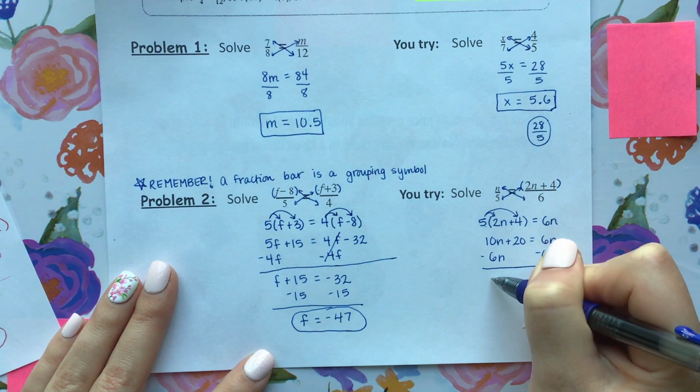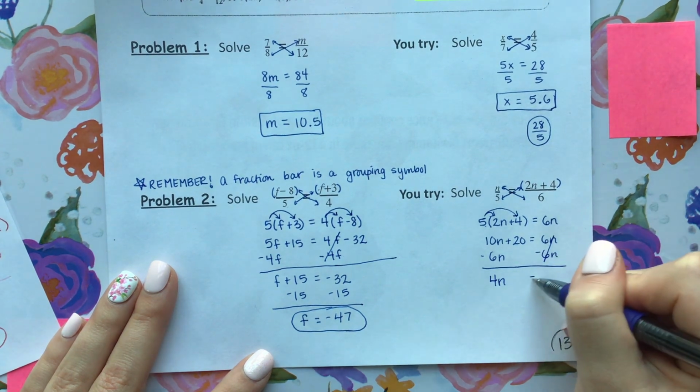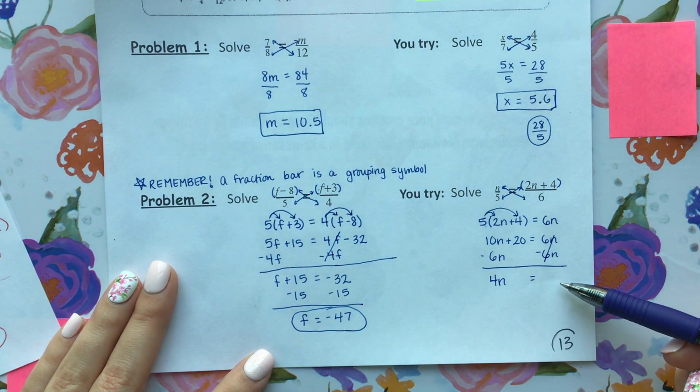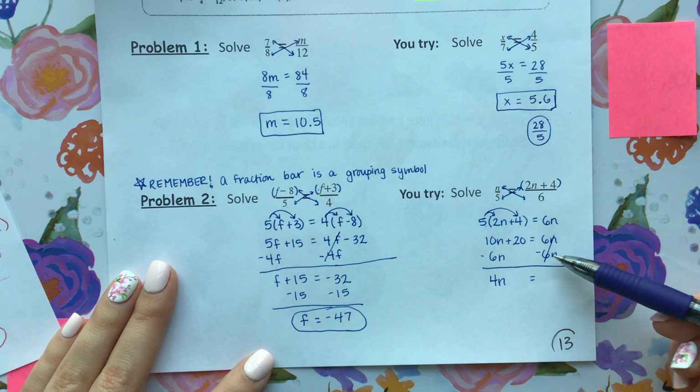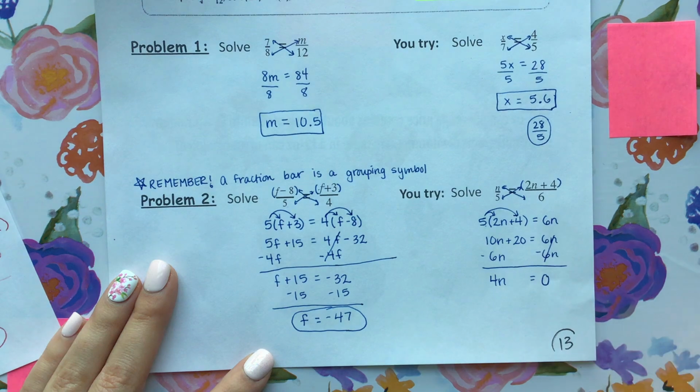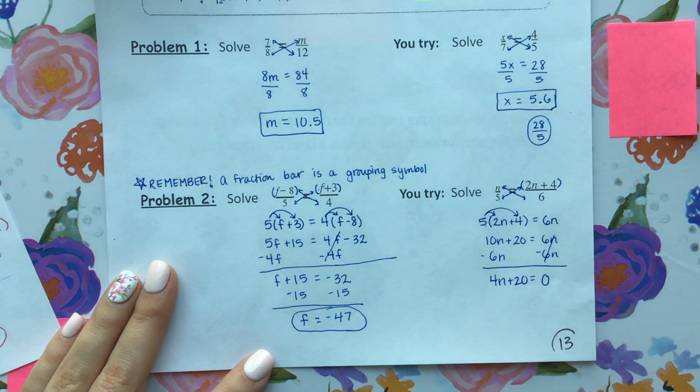So 10n minus 6n is 4n, but these go away. But what do I write over here? Because I can't lose half of my equation. Well, 6n minus 6n is 0, so I can write that 0 in. So now I have 4n plus 20 is equal to 0.